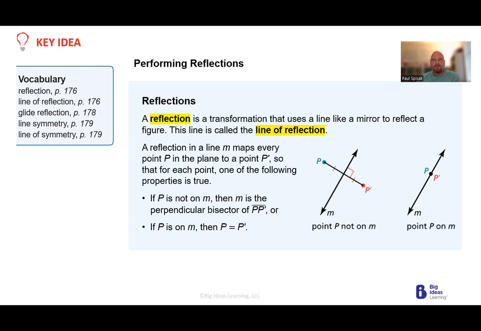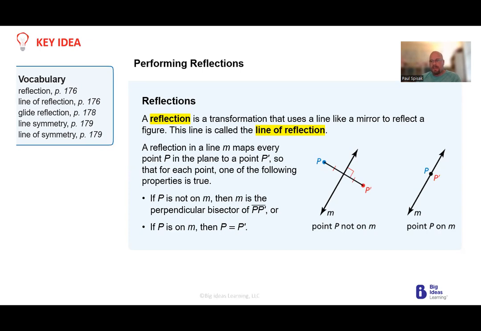With reflections, a reflection is a transformation that uses a line like a mirror to reflect a figure. This is called a line of reflection. Here we have point P being reflected over line M, so that we have point P prime. When reflected over that line, point P is being mapped onto P prime. It is equidistant from that line. You'll notice there is a perpendicular line going from P to P prime.